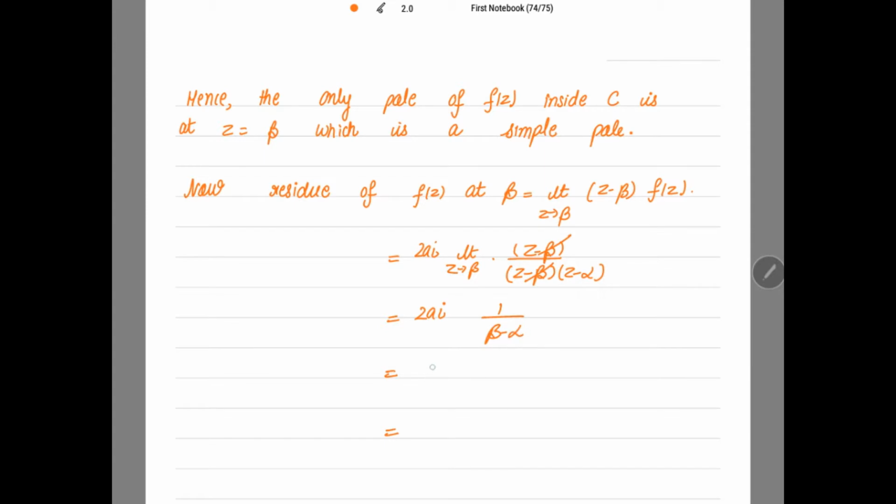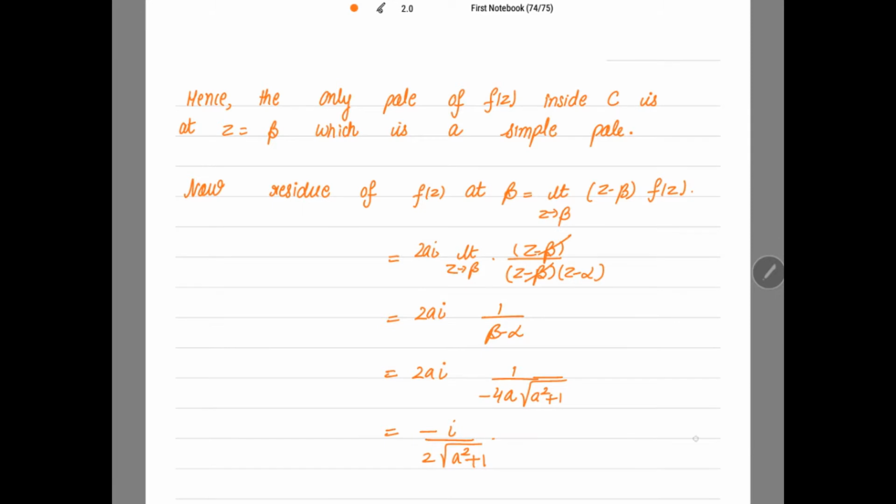Now when you solve this, take the difference of the roots. This is minus 4a square root of a square plus 1. Right, and finally this is equal to minus iota over 2 square root of a square plus 1.